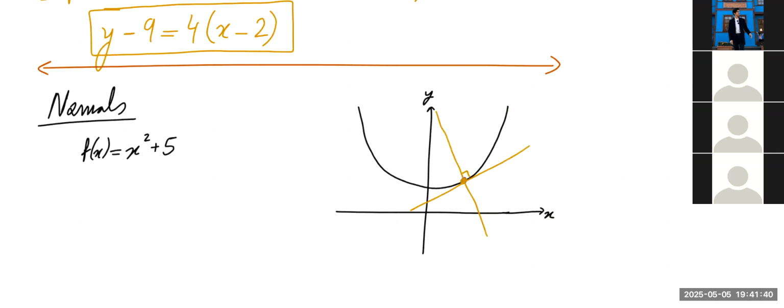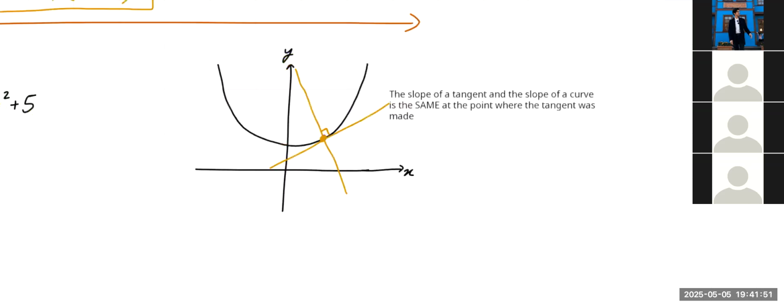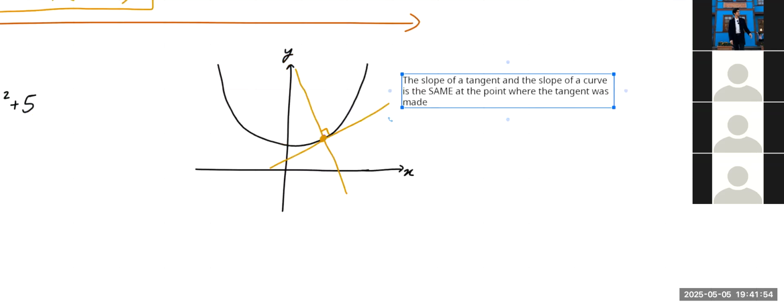Now, if we take the thing we said about the tangents and copy it, we can change this slightly and make it look like it's a normal definition. The slope of a normal and the slope of a curve is not the same. You can say that the slope of the normal is minus 1 over the slope of the curve at the point where the normal was made.